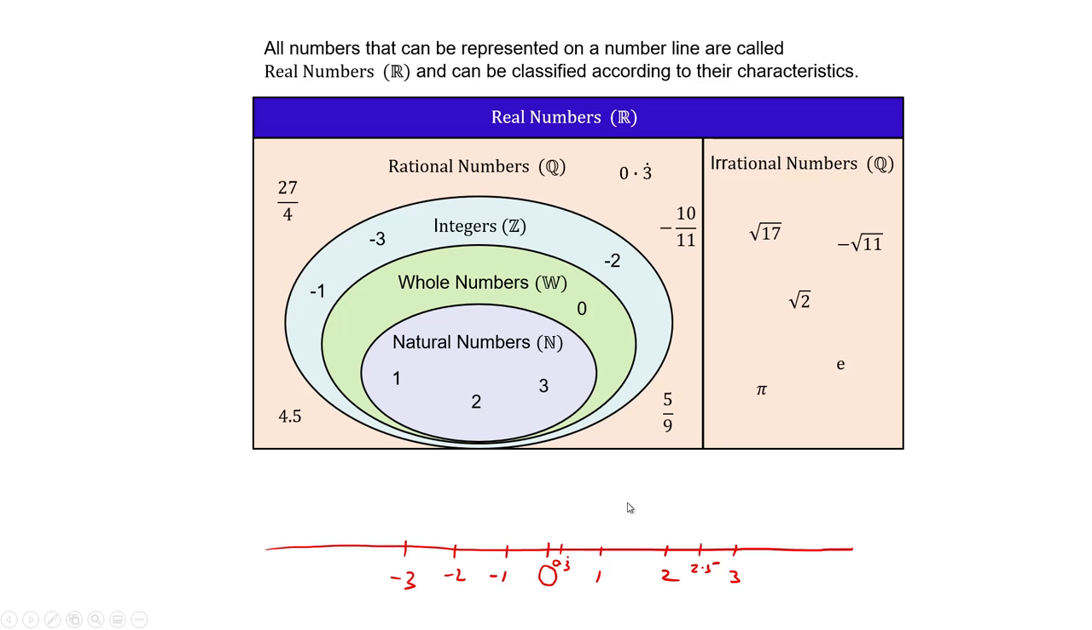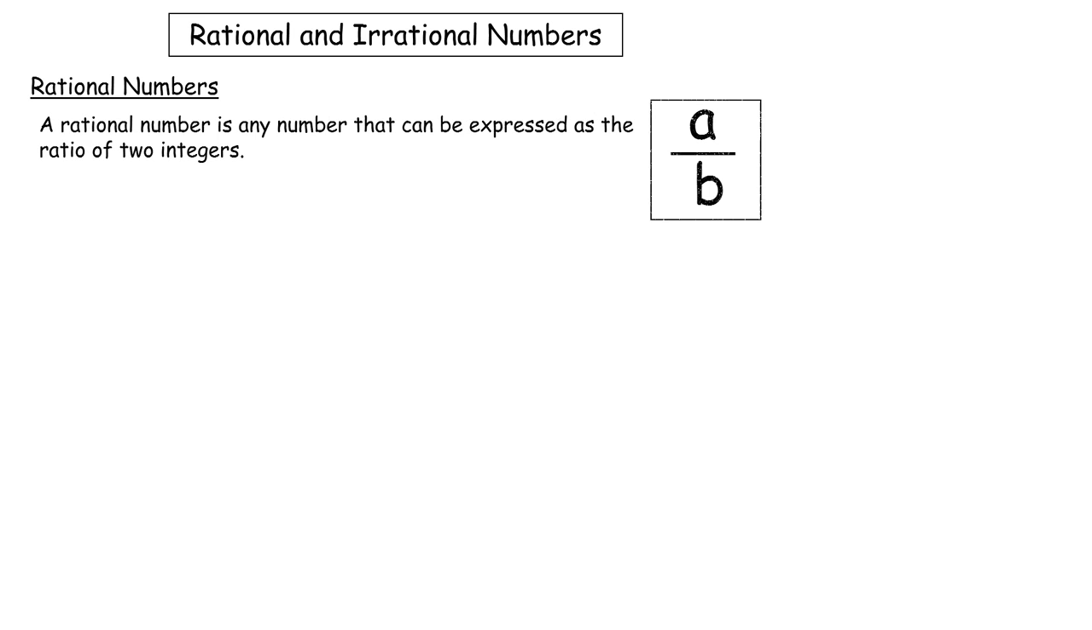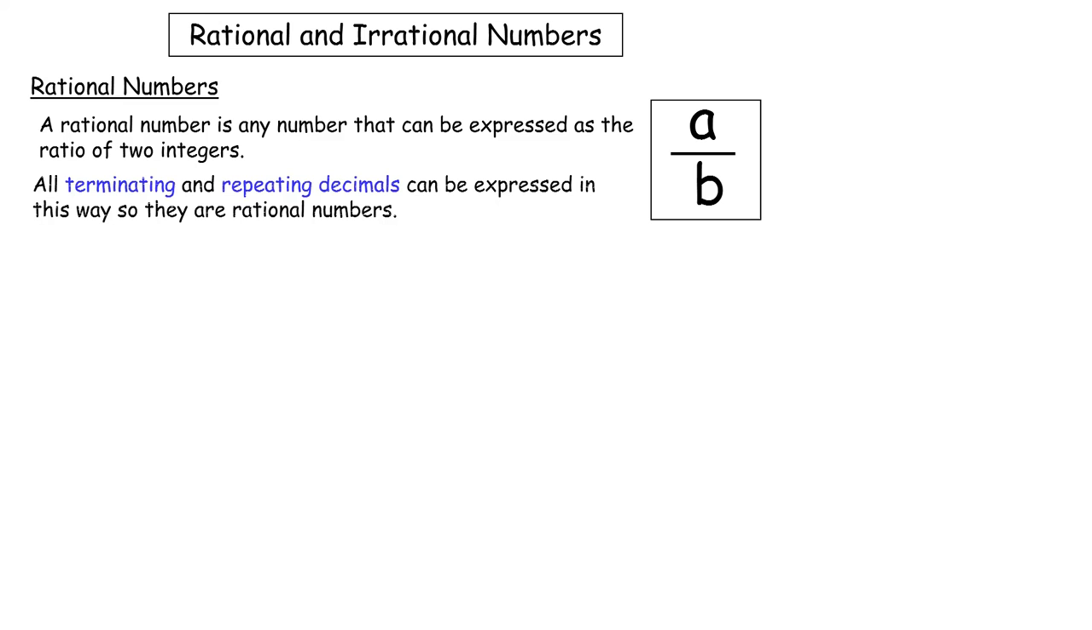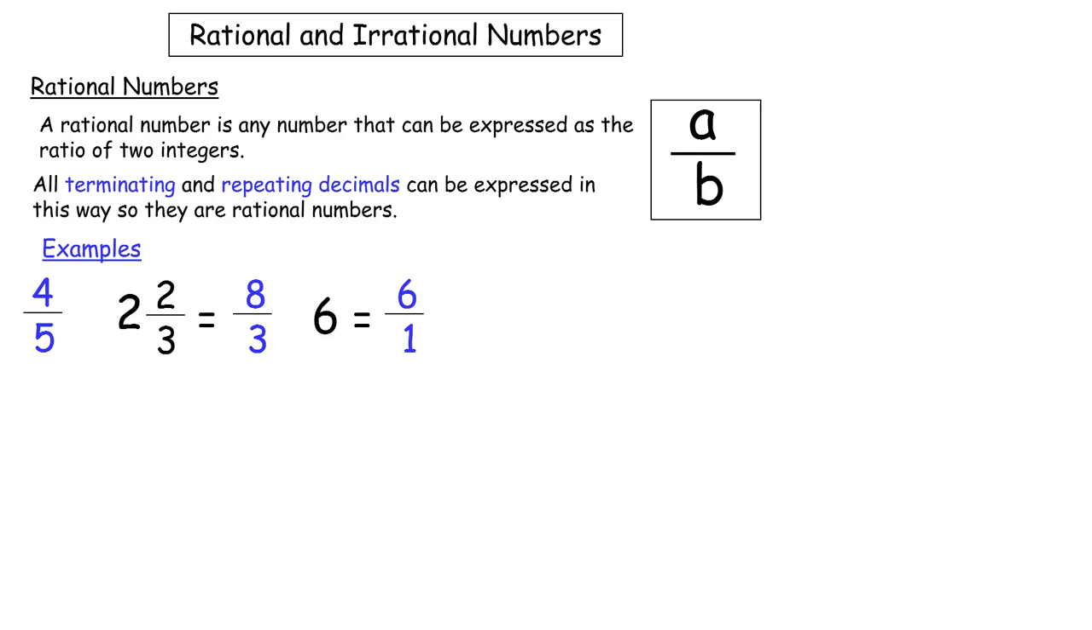Right. Let's have a look at these rational numbers then. So like we say, a rational number is a number that we can express as a fraction, a ratio of two numbers. All terminating and repeating decimals can be expressed in that way. So if they terminate or they repeat, then we can express them that way. So 4 out of 5, 2 2/3, which is the same thing as 8 over 3. Any of these numbers we can express as a fraction. 6, we can think of 6 as 6 over 1. Minus 3 over 1, and so on.